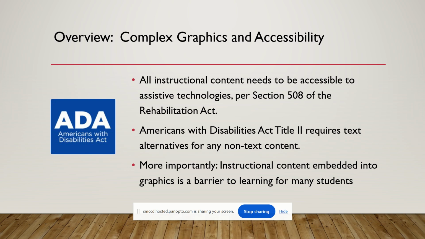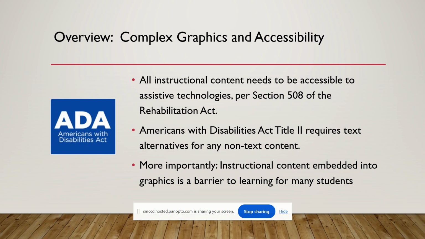And earlier in this series, we talked about image alternative text, which is very brief, succinct, descriptive text that needs to be added to digital images so that it can be read by assistive technologies. When we've got very complex graphics, short alternative text is not going to be sufficient. And in addition, the Americans with Disabilities Act Title II specifically requires text alternative for all non-text contents.